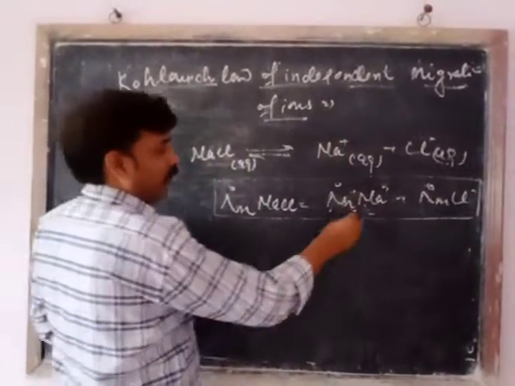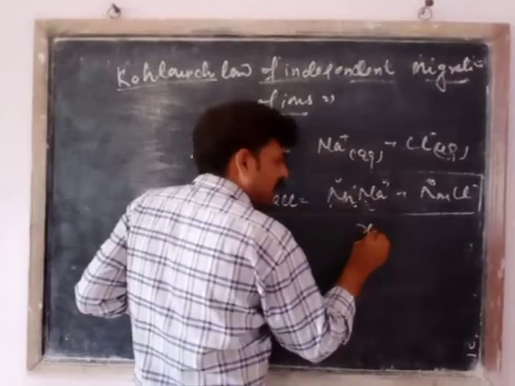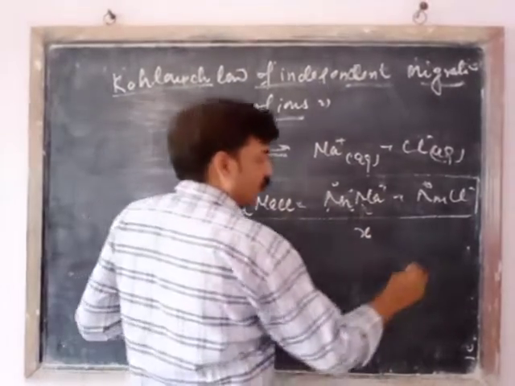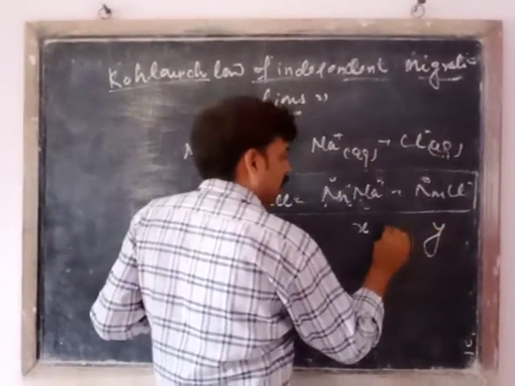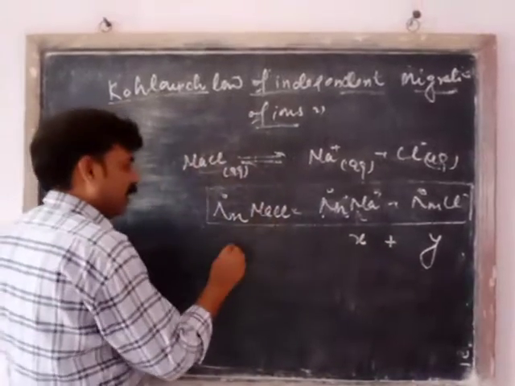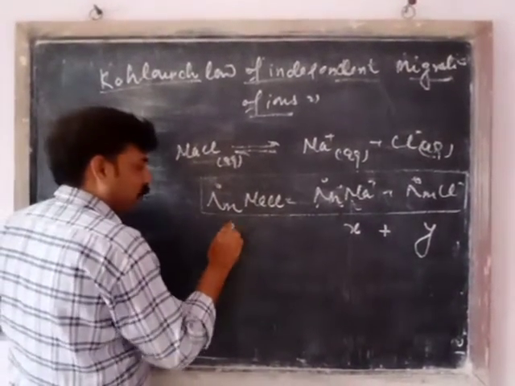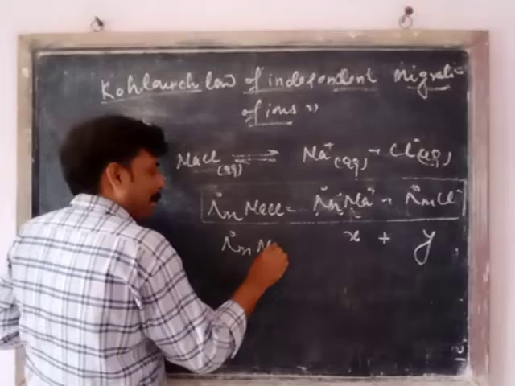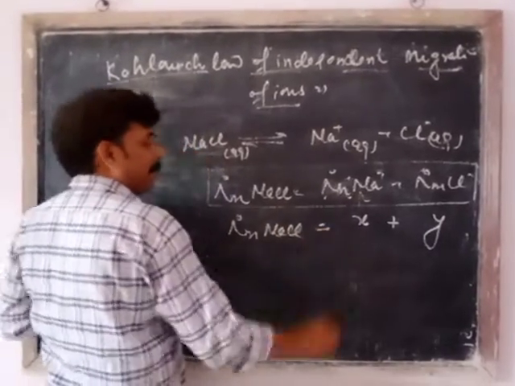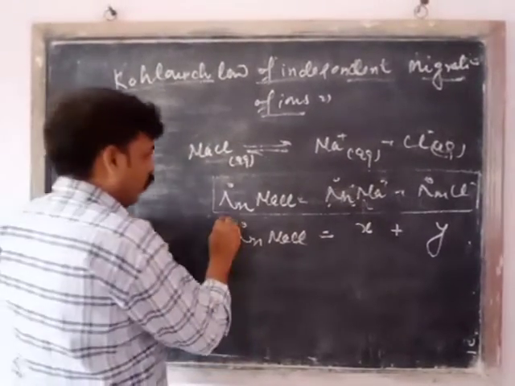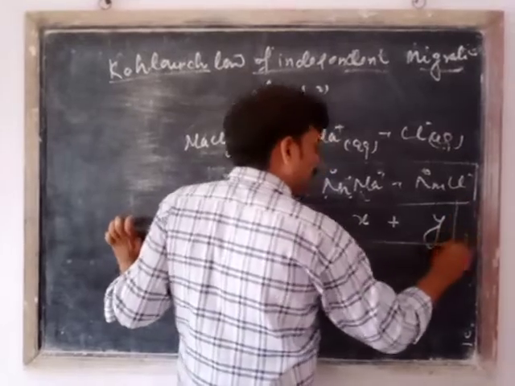If the limiting molar conductivity of the sodium ion is X, and of the chloride ion is Y, then the limiting molar conductivity of NaCl will be X plus Y. And this is Kohlrausch's law of independent migration.